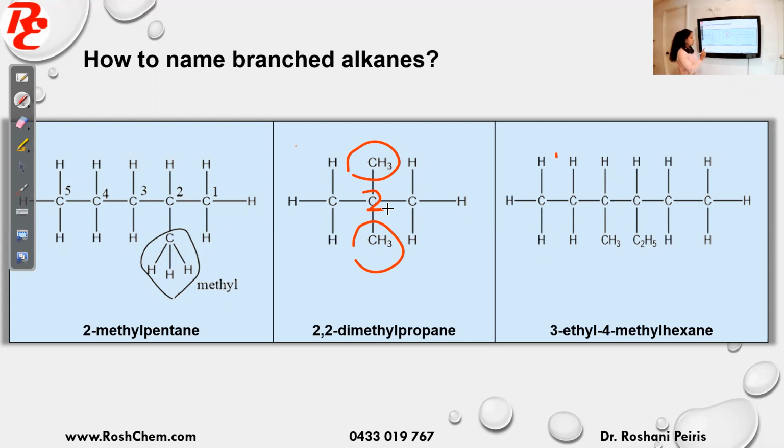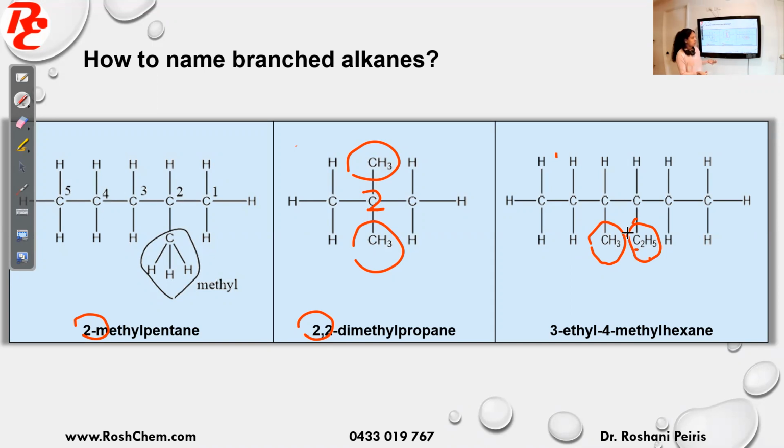And also make sure when you write the name, if you have 2 numbers like that, there must be a comma, and between a number and a letter, there must be a dash. Okay, we look at the next example. So in that you have 2 substituents. This one is methyl, and this one here is ethyl. So when you have 2 different substituents, we follow the alphabetical order, right? So therefore I write ethyl first, then methyl.